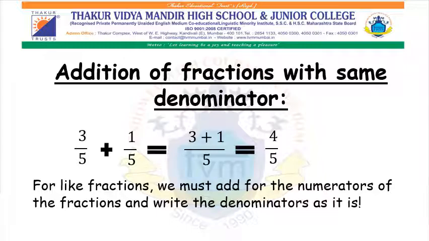Now let us see one more example. 2 upon 6 plus 4 upon 6. So what you are supposed to do? You will add the numerators. So it is 2 plus 4, that is 6, and the denominator is 6. So 6 upon 6 is equal to 1.